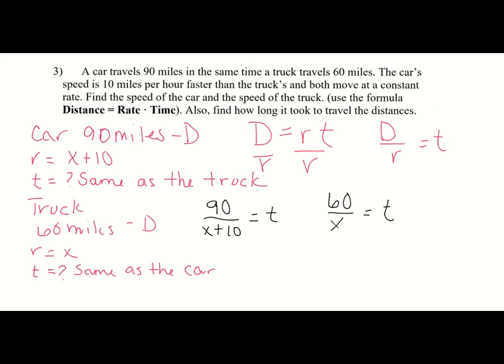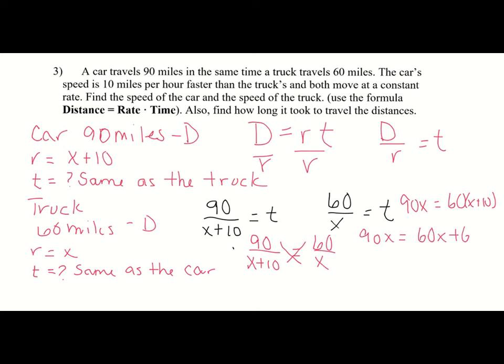So to solve this problem, we're going to set both equations equal to each other. So we will have 90 over x plus 10 is equal to 60 over x. We will cross multiply because it's like a proportion. So I end up with 90x is equal to 60 times x plus 10. When I distribute, it gives me 90x equals 60x plus 600.